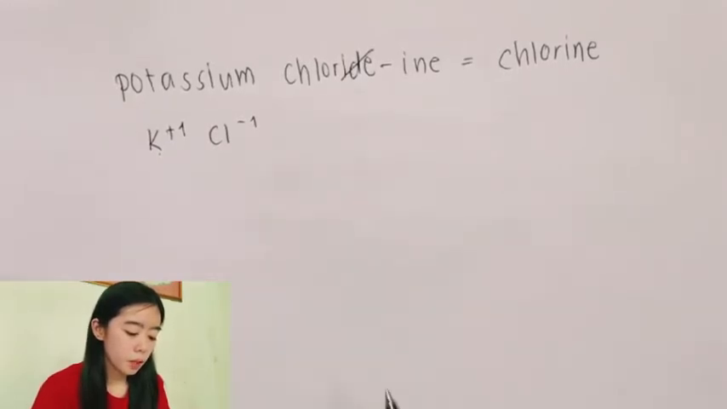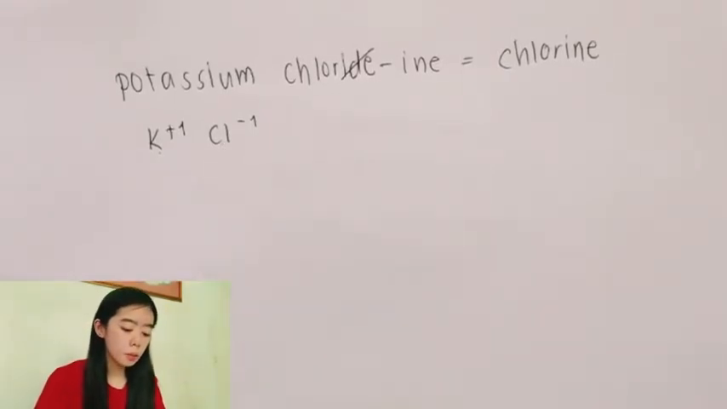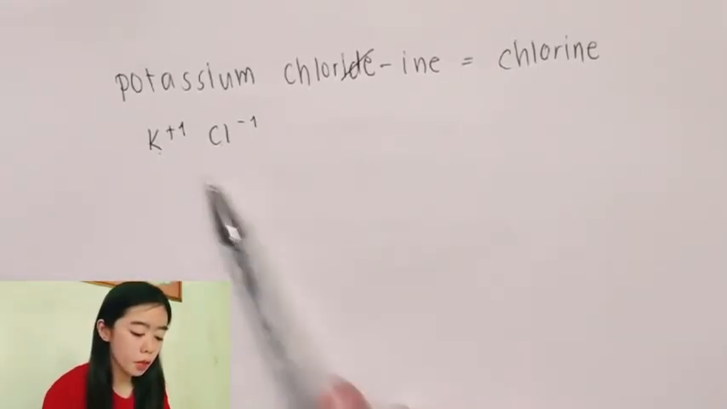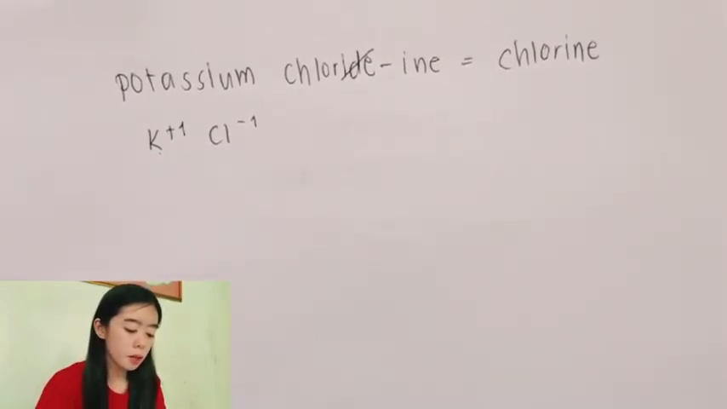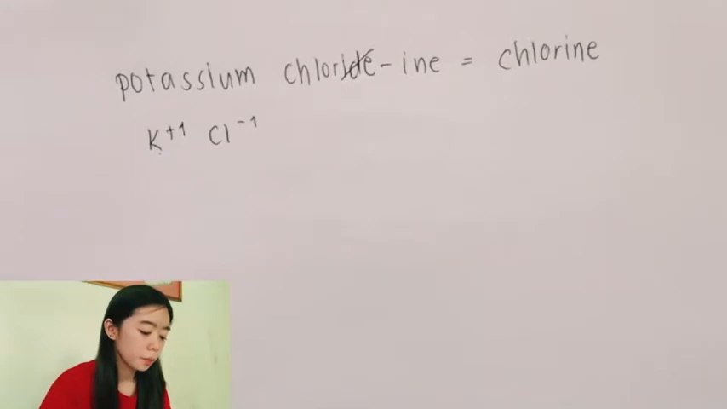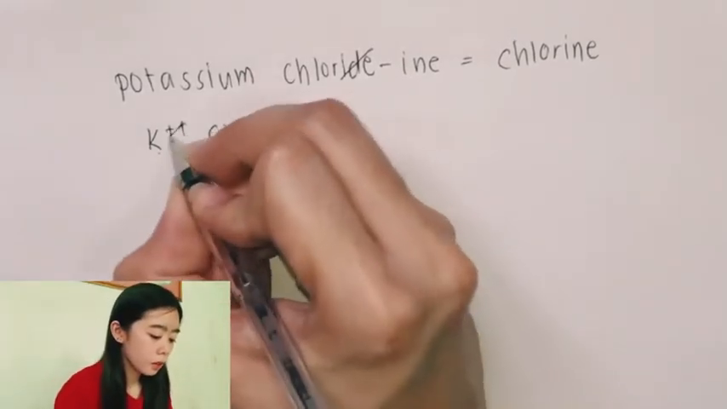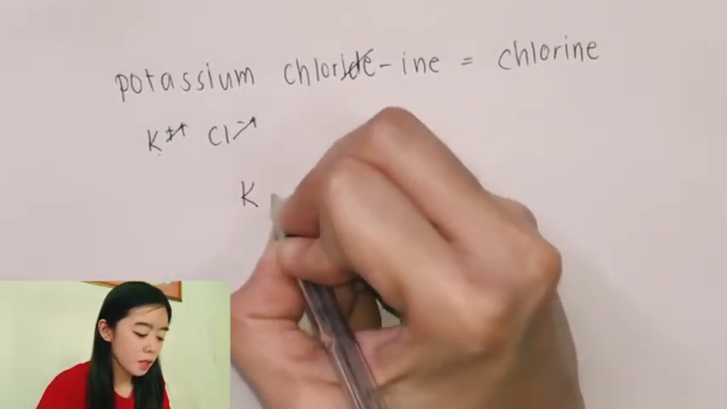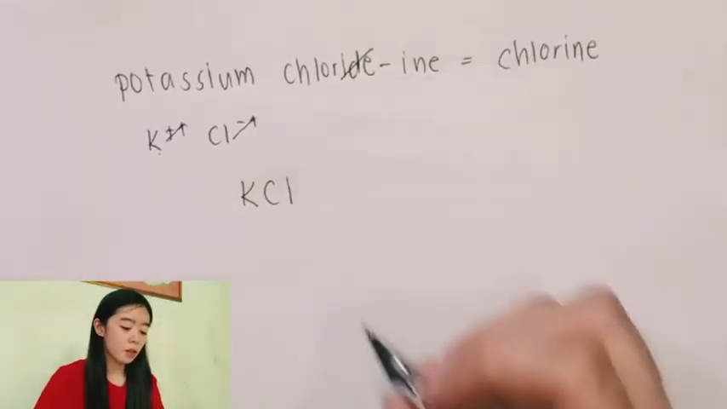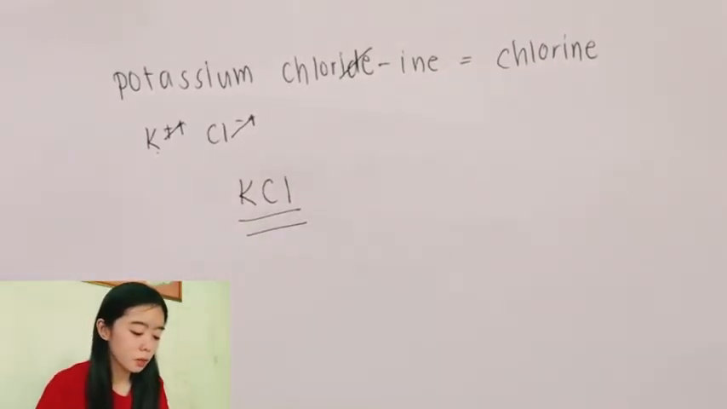We have metal, the potassium, and chlorine for non-metal. We need to balance the charges. If we look on the periodic table, potassium is in group 1. It has positive 1 charge. And chlorine in group 17 has negative 1 charge. Then they cancel out and give us the net charge of 0. And that makes KCl the correct formula for potassium chloride.